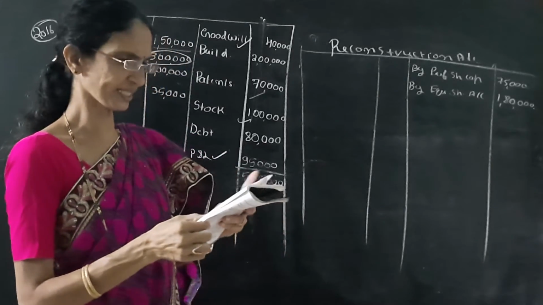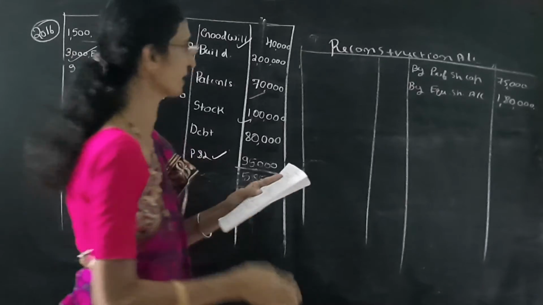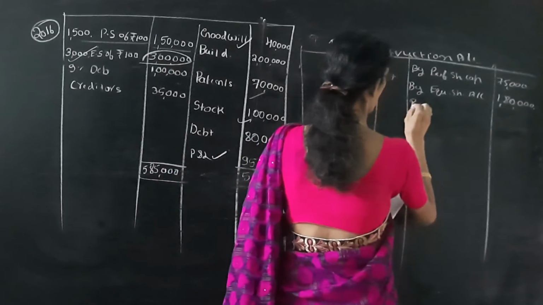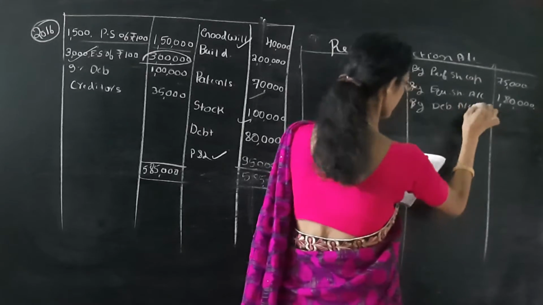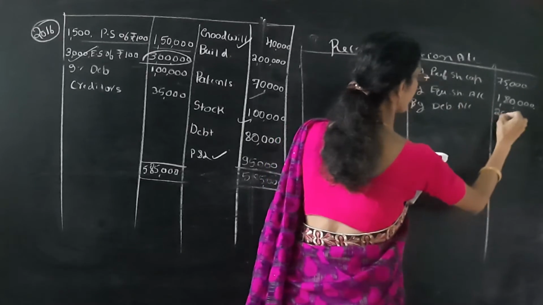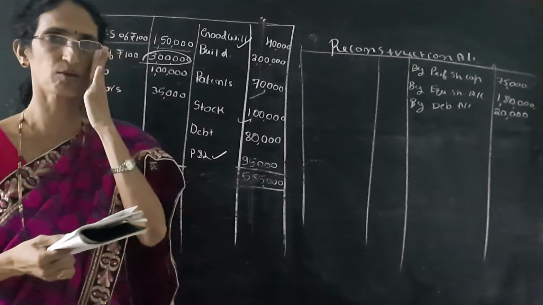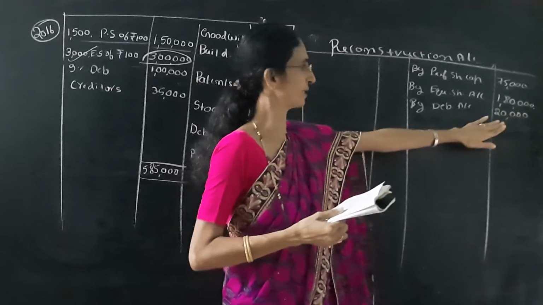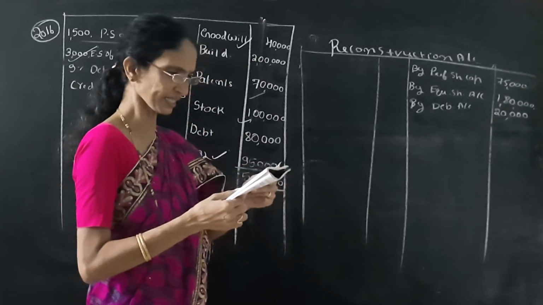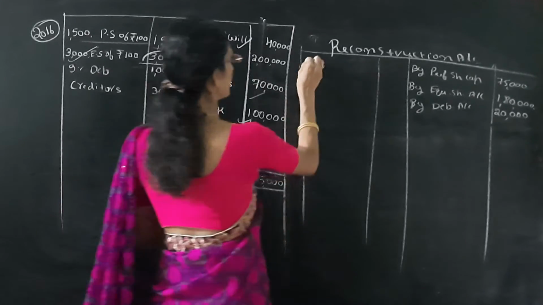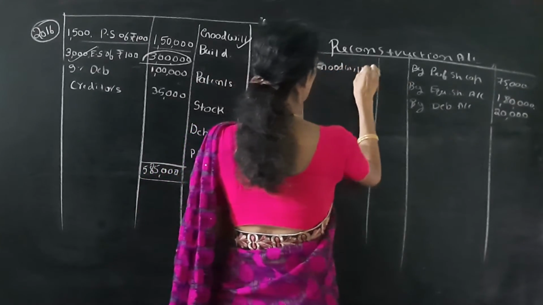Next entry is debentures account debit to debentures to reconstruction. To reconstruction means by debentures account. See the amount of reconstruction account, that is 20,000. So the last entry is reconstruction account debit to. So writing off all the assets. Write the amount here, all the assets.